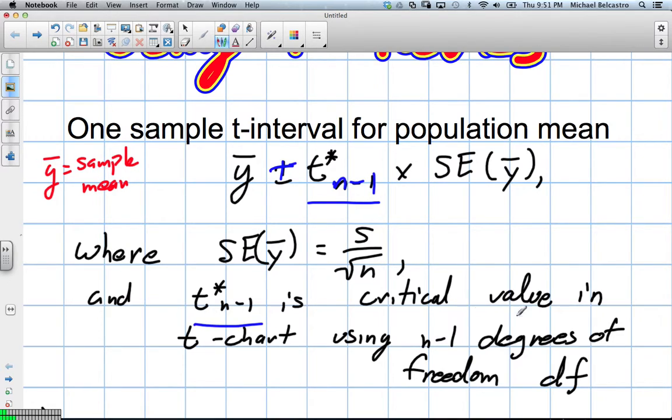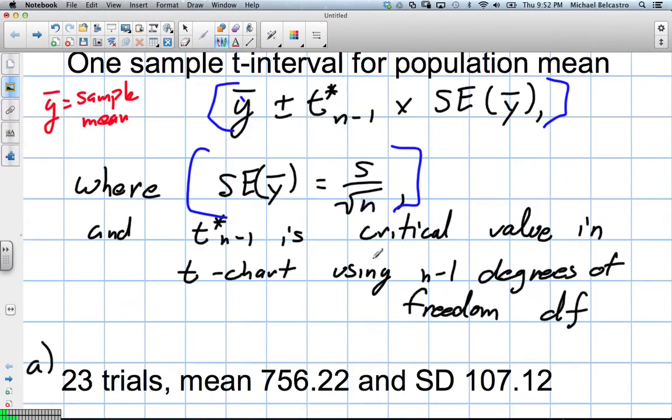And that stands for the critical value in the t-chart. So we have to learn how to look things up in a t-chart using n minus 1 degrees of freedom. Well, n is the number of trials, right? And we're going to practice looking that up too. I have a chart for us to look at. And we have to multiply that by the standard error of the sample mean. The standard error of the sample mean is equal to the standard deviation divided by the root of the number of trials or data. So this formula here and this formula here are important for what we're about to do.